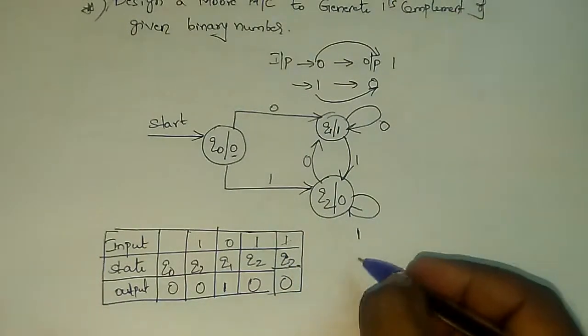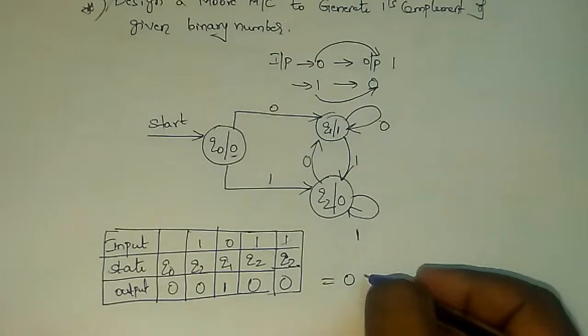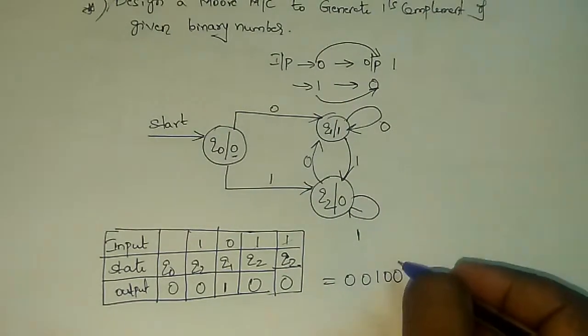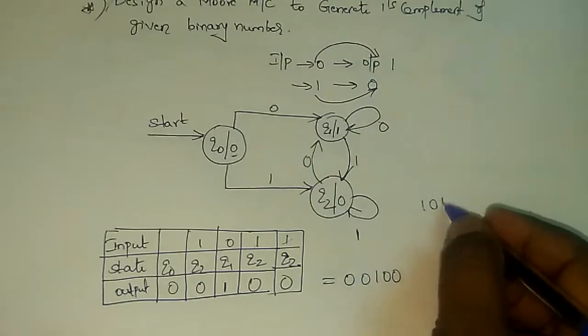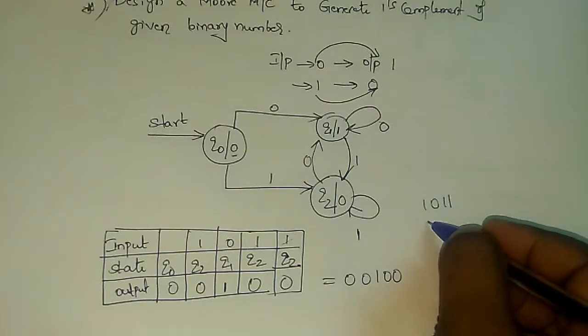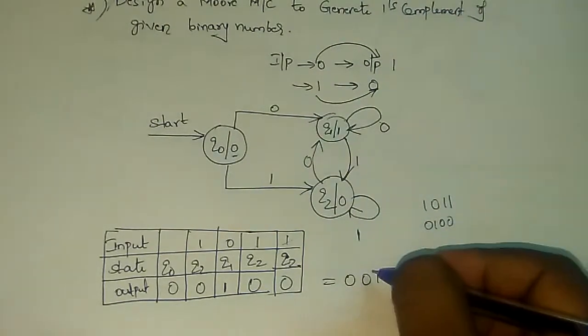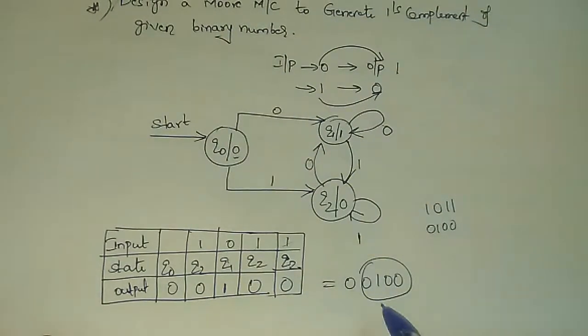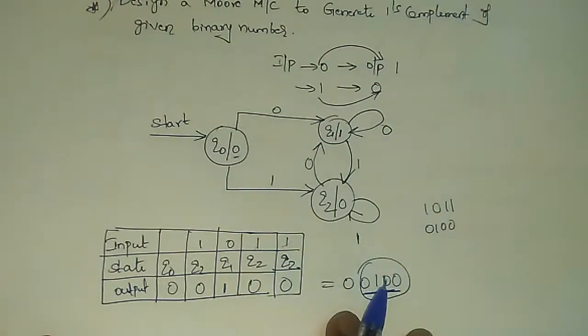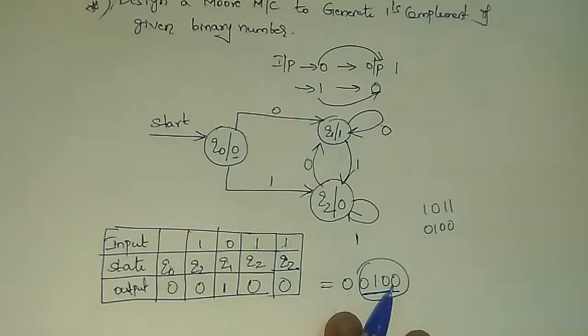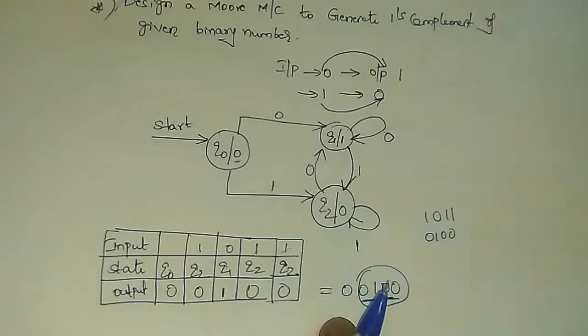So what answer did we get here? 0, 0, 1, 0, 0. So what is my number? 1, 0, 1, 1. So what should I get here? 0, 1, 0, 0. So I got 0, 1, 0, 0. In this way, I should generate a Mealy machine such that it works for the one's complement of a given binary number. You can take any number and check the output for this.